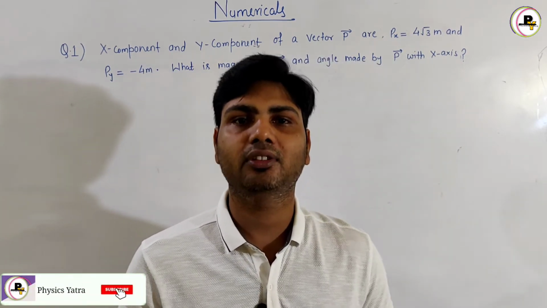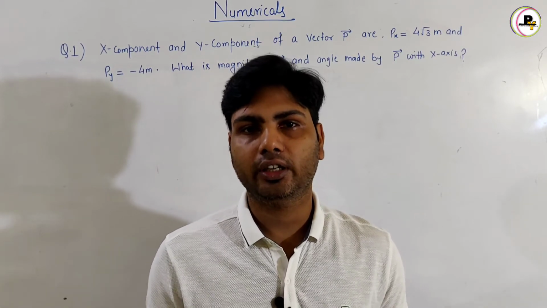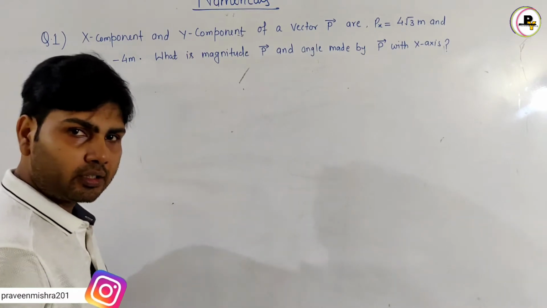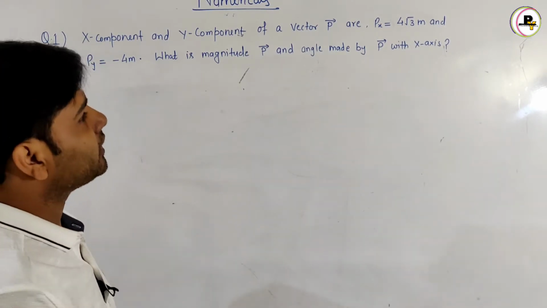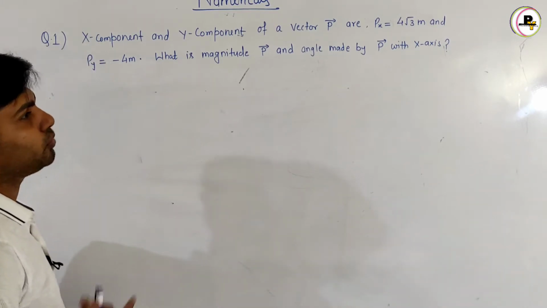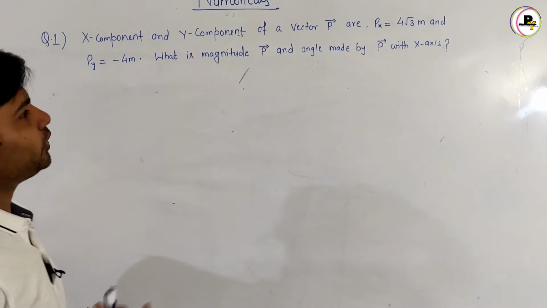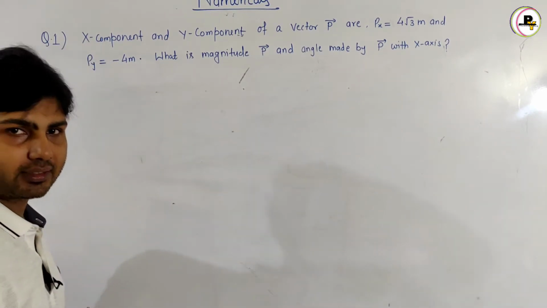In today's lecture we will solve the numericals based on the resolution of vectors in 2 dimensions as well as 3 dimensions. Okay, so question number 1 is: the x component and y component of a vector P are Px equals 4 root 3 meter and Py equals minus 4 meter. What is the magnitude of the P vector and the angle made by the P vector with the x axis?